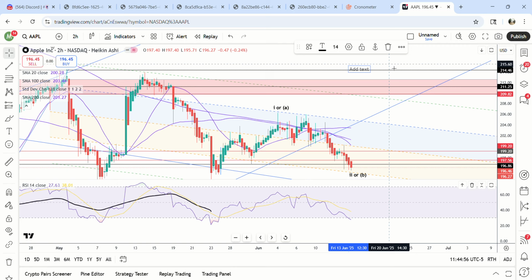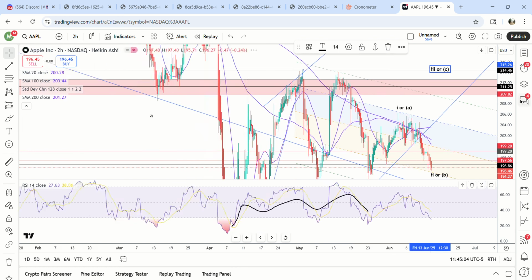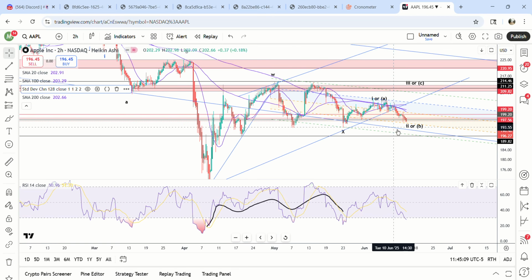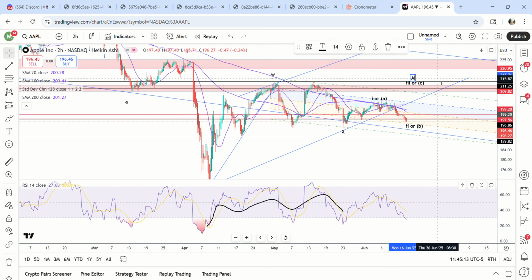So this would be 3 or C. And then if it ends up being a WXY move, it's got to be this had to be an overall A wave. So I could put this as an A wave as well. So ABCA or 1, 2, 3.